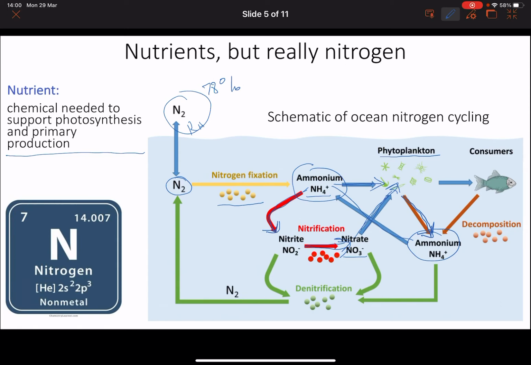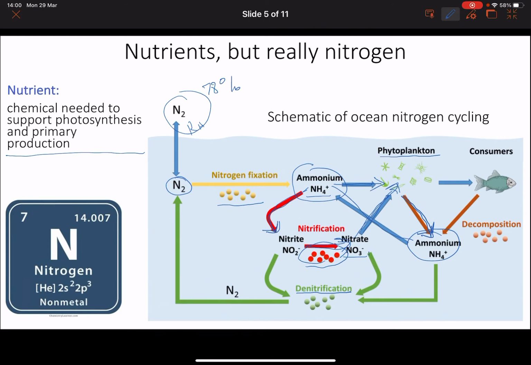But the nitrate doesn't build up forever in the ocean. It is eventually removed. There's a group of bacteria that, when there's not a lot of oxygen around, instead of using oxygen to respire organic matter, will actually use nitrate to respire organic matter. And that's called denitrification.